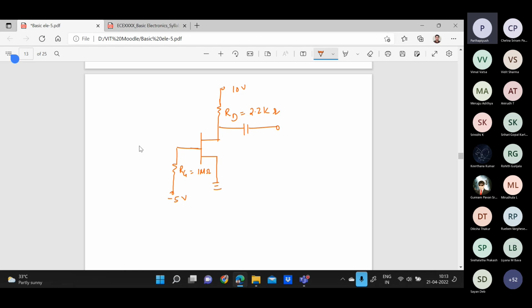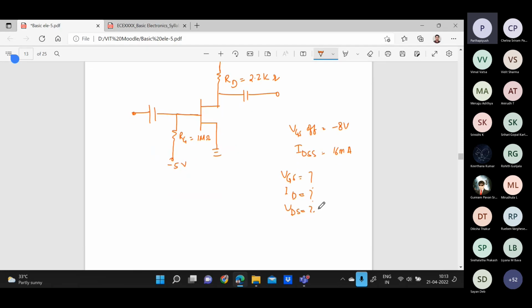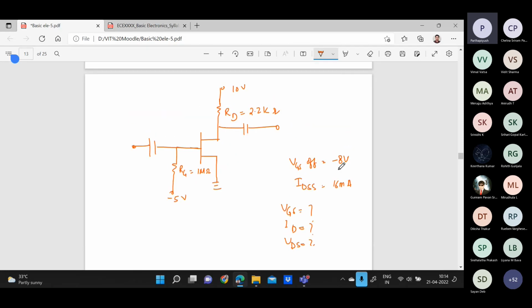Okay, so here we have one capacitor. First, I am explaining this circuit. What they are saying is the VGS offset is also given to us as -8 volt. IDSS is 16 milliamps. They said to find out the value of VGS, ID, and VDS. From this circuit, we have to find out these three things.